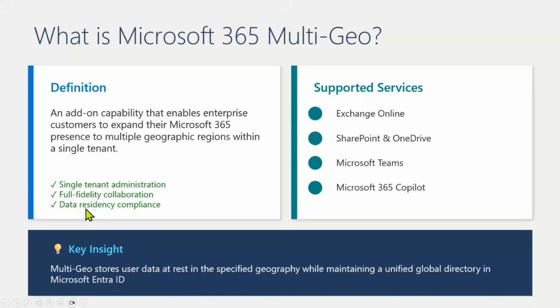The main point here is data residency. For example, each geo, such as the US or Europe, will have its own data living in its own geo. That is the big plus. There will also be a single tenant for the administration of all geos. Supported services here are Exchange Online, SharePoint, OneDrive, Teams, and 365 Copilot. When I say supported services, it means the data around these apps stays within that geo and doesn't go to a different geo.